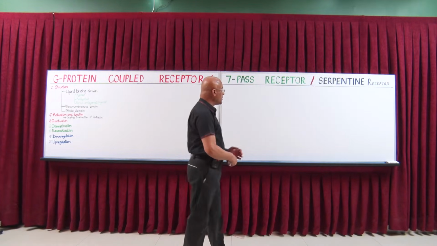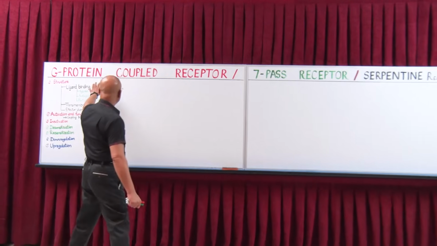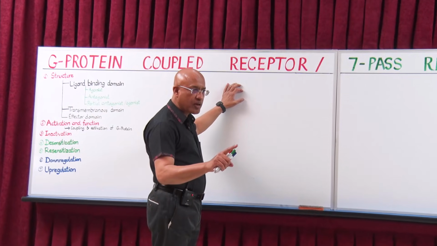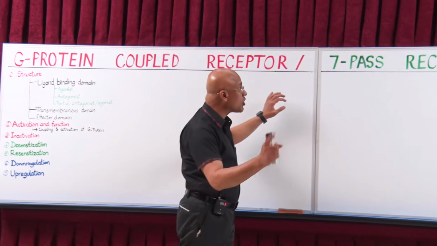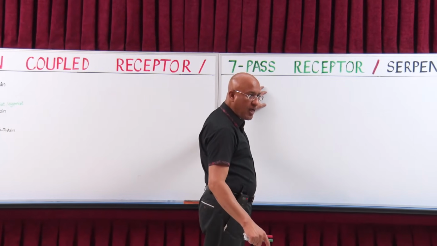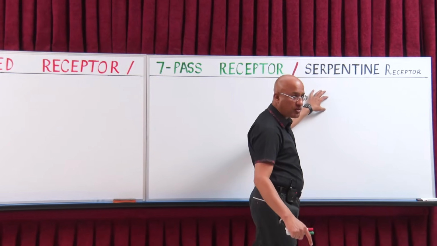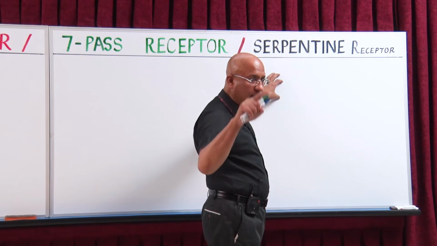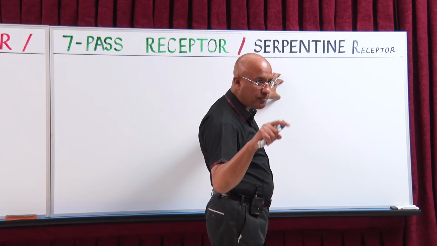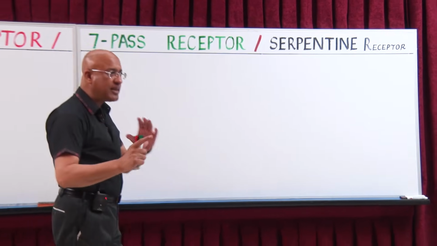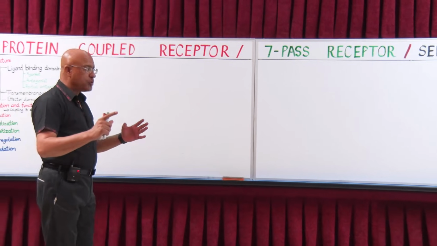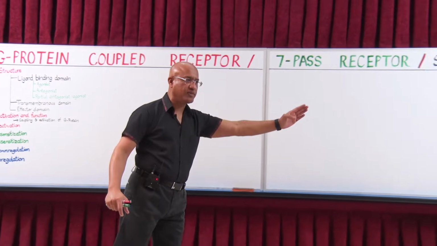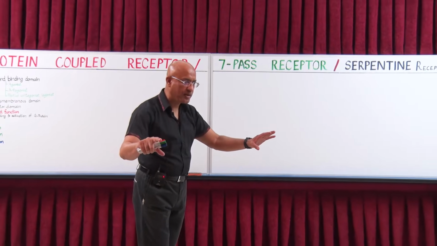Today we are going to talk about G protein coupled receptors. G protein coupled receptors are also called 7-pass receptors and also called serpentine receptors, because they pass through the membrane 7 times and look like a snaky shape, like a snake, right? So wherever in the medical literature you study G protein coupled receptor or 7-pass receptor or serpentine receptor, they are one and the same thing, right?